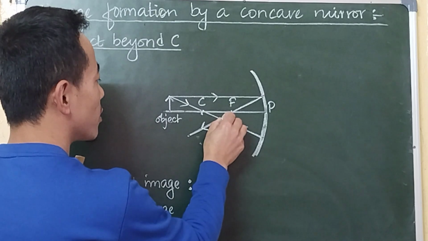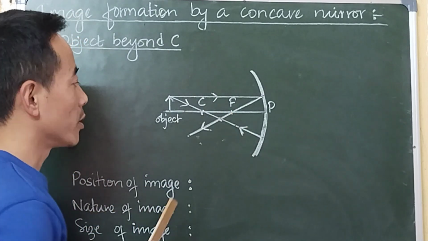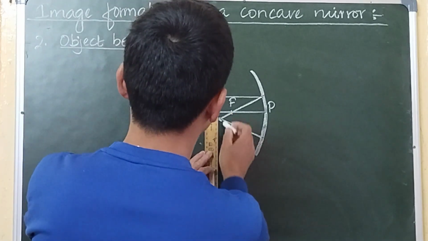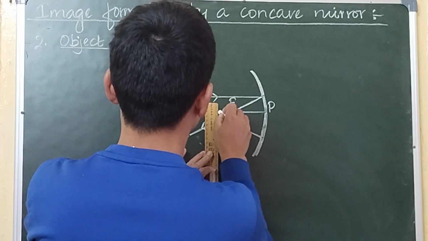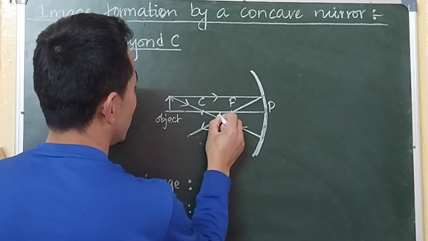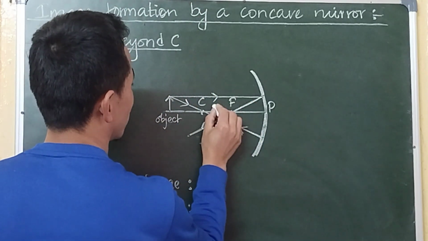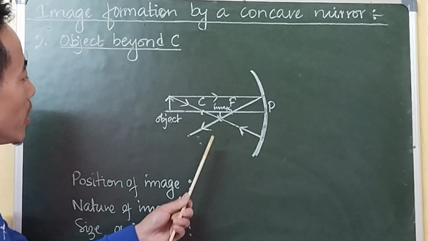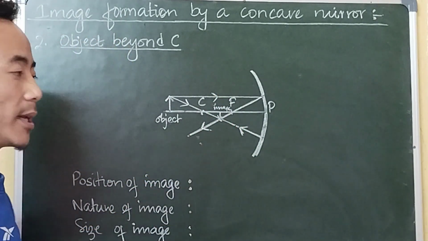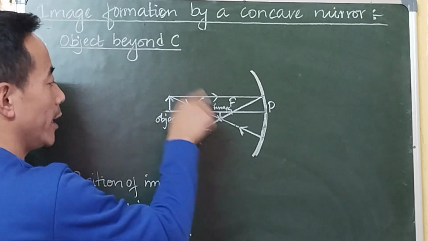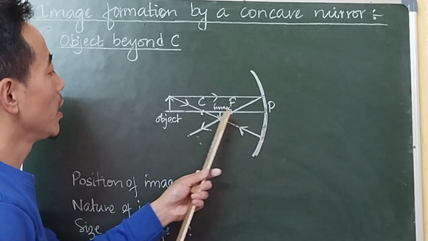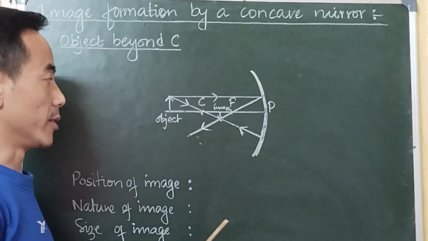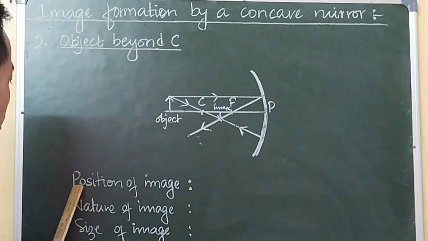So these two reflected rays, as you can see, intersect at this particular point. So wherever the rays intersect, what we have to simply do is draw a perpendicular line here. So this will be the image of the object, right? So image is formed here, and as you can see the image will be inverted because concave mirror forms real and inverted image. So now let's fill the details here.